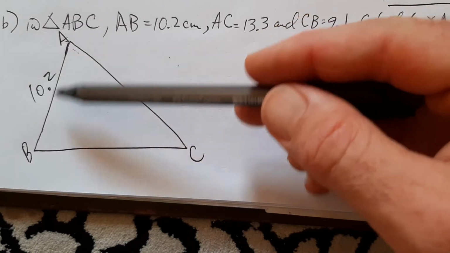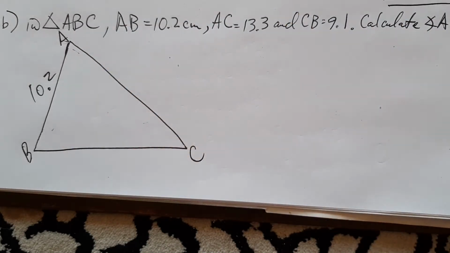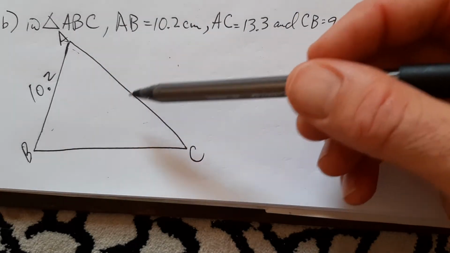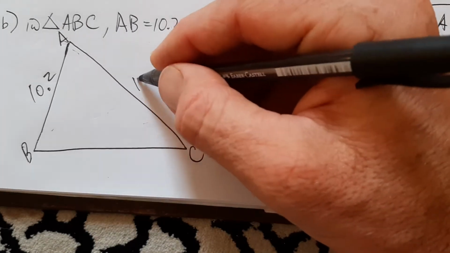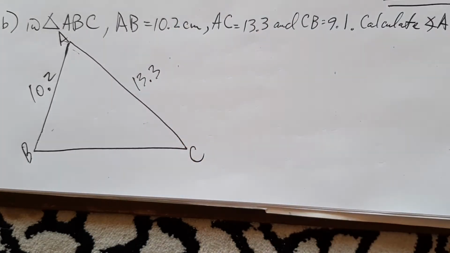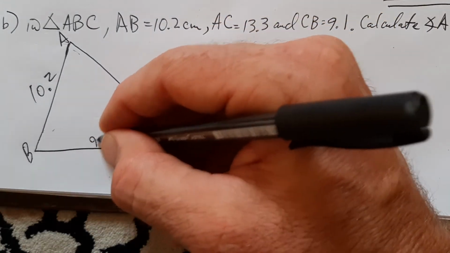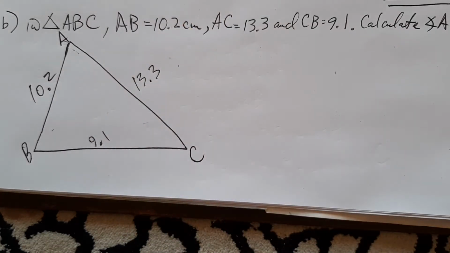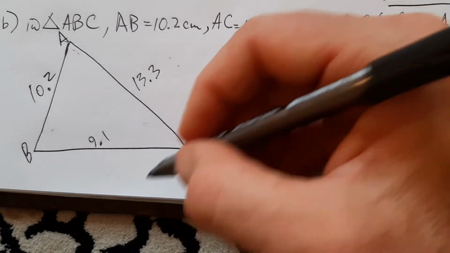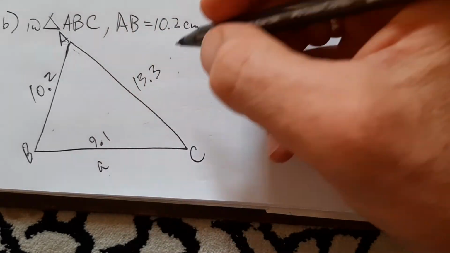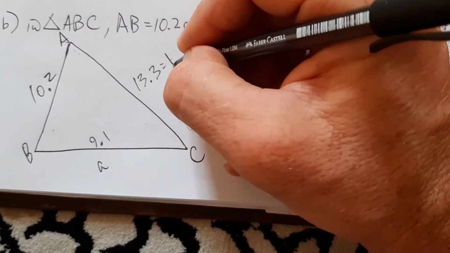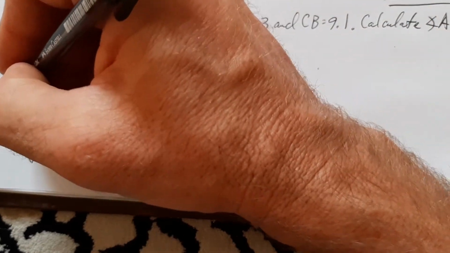Here I go. A, B, C, triangle ABC. AB is 10.2. AC is 13.3. It doesn't have to be accurate, just a sketch. And this side, BC, is 9.1. Now, let's label it: this is little a, this is little b, and this is little c.